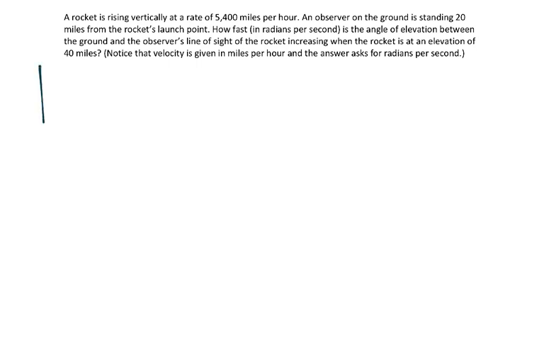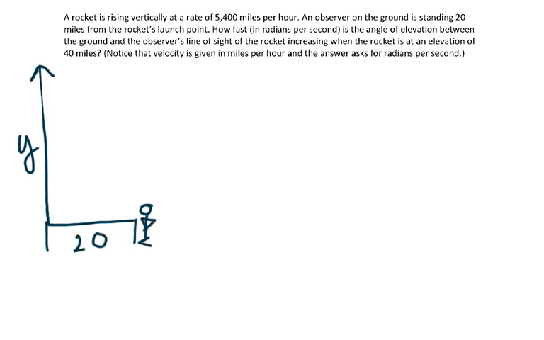So I have a rocket over here, and it's going up at 5,400 miles per hour. Let's call this y. And then I have a person standing on the ground over here, and he is 20 miles from the rocket's launch point. And that 20 miles is never changing. He's always going to be that far away. How fast is the angle of elevation? He's looking at it here, and let's call that angle theta, between the ground and the observer's line of sight of the rocket, increasing when the rocket's at an elevation of 40 miles. Okay, so here's my picture.